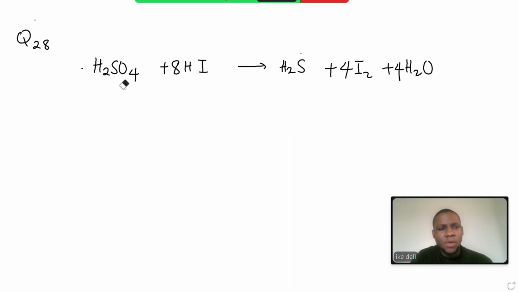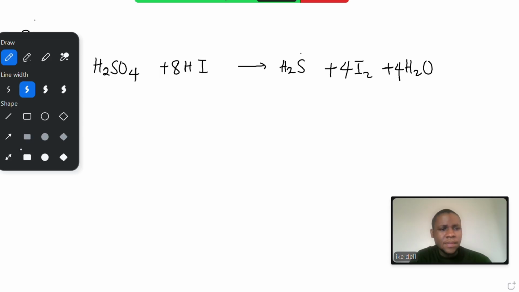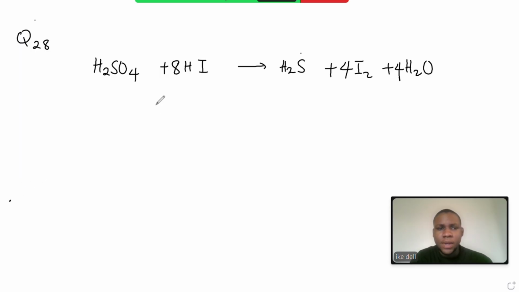So you see how we did it. If you would do this in a different way, let me know as well. But I think hydrogen is 8 plus 2, 10 on both sides. Our sulfur is 1 on both sides. Our oxygen is 4, and here is also 4 on both sides. And finally, the iodine is 8 on both sides. So this is balanced. Yes.